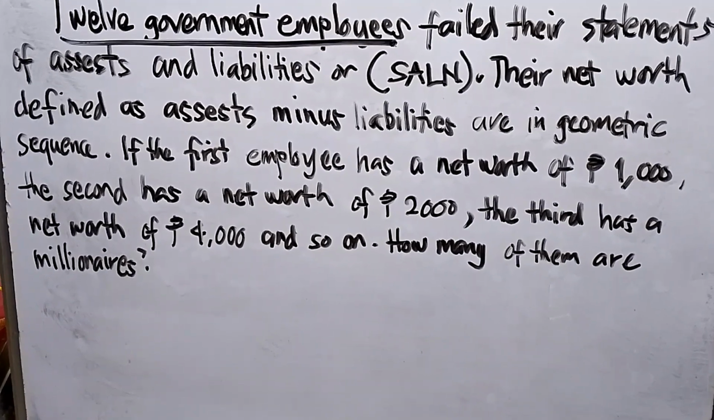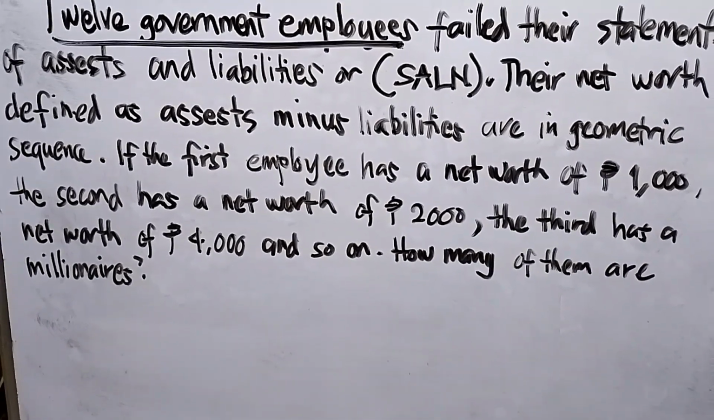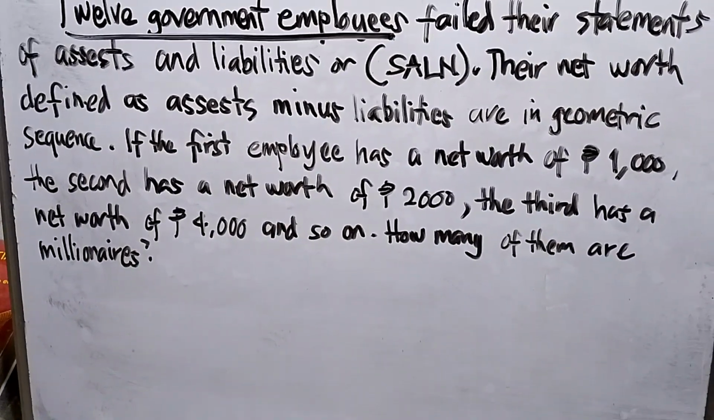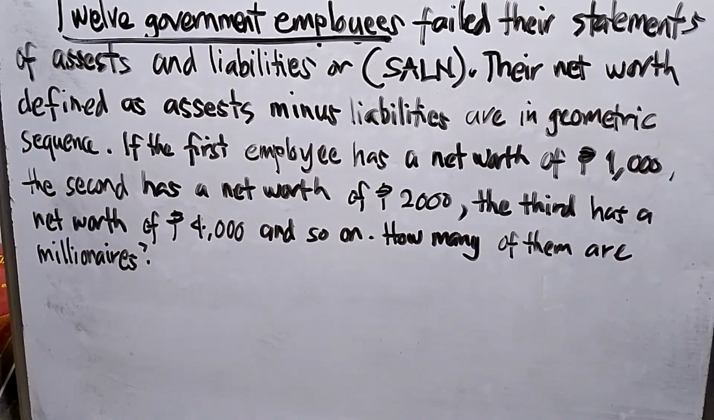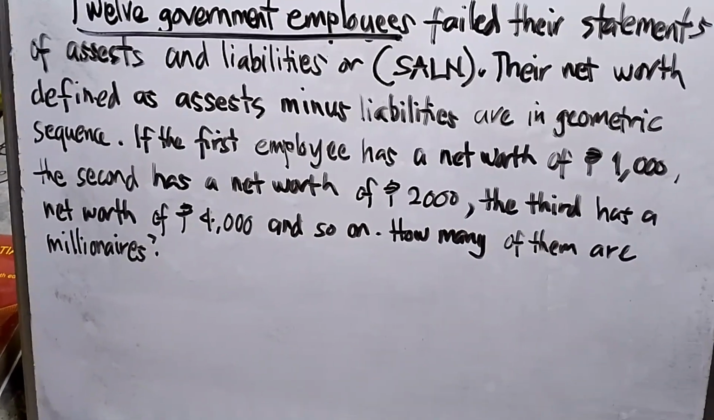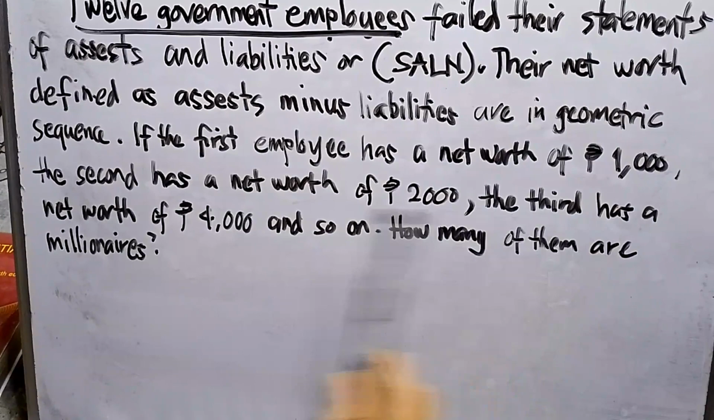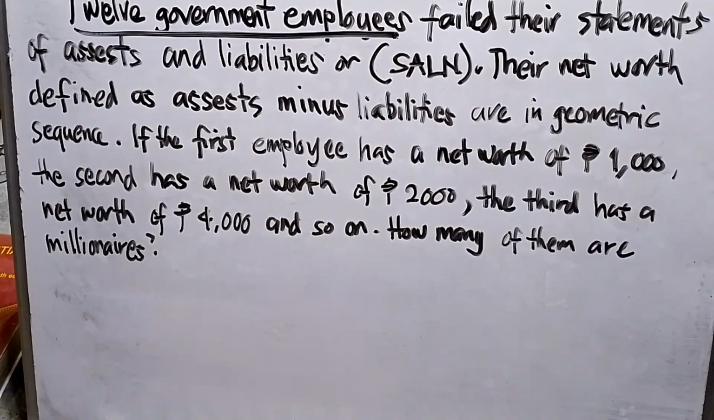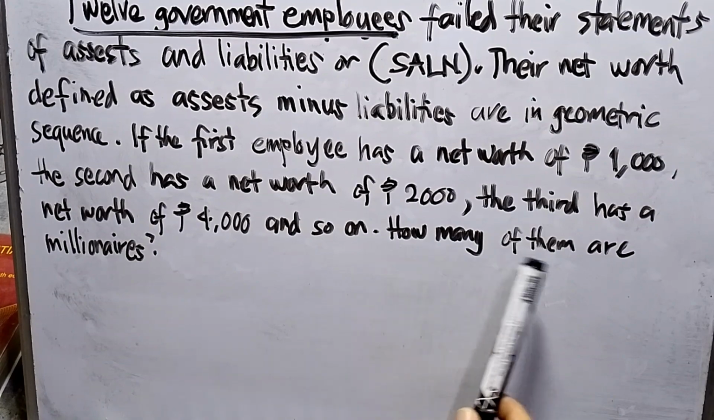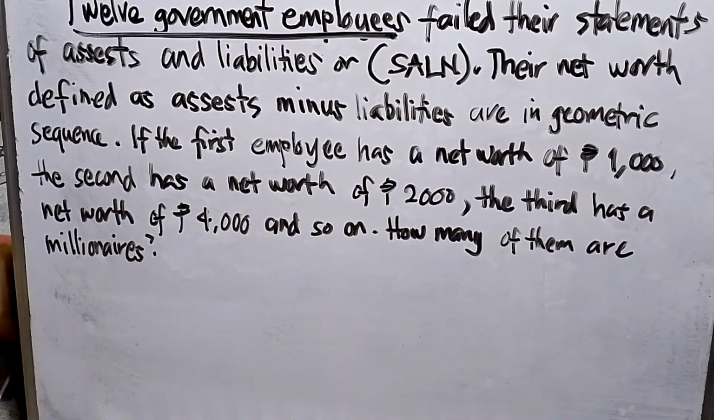Now the condition is, if the first employee has a net worth of 1,000 pesos, the second has a net worth of 2,000 pesos, the third has a net worth of 4,000 pesos, and so on. Now the question is, how many of them are millionaires?